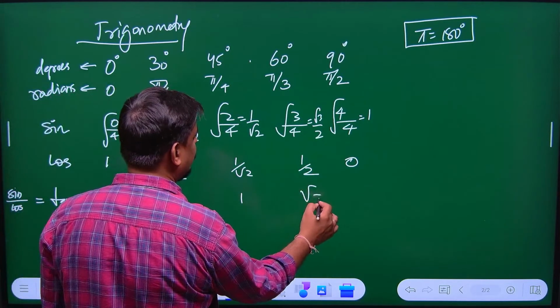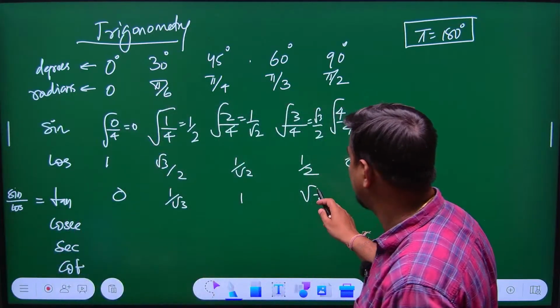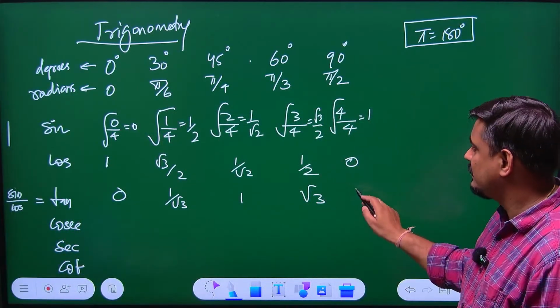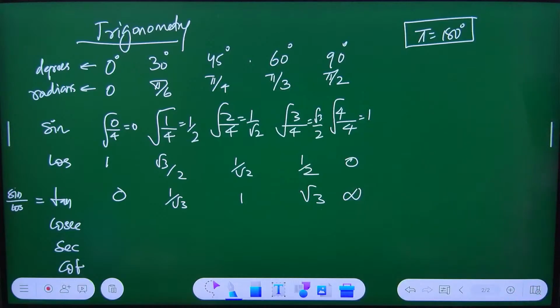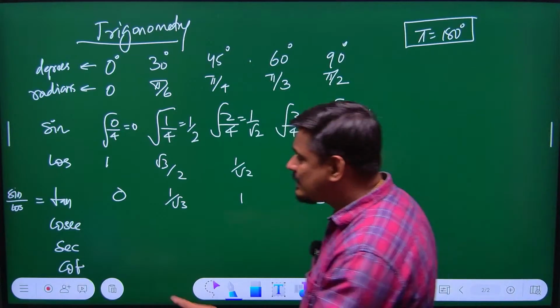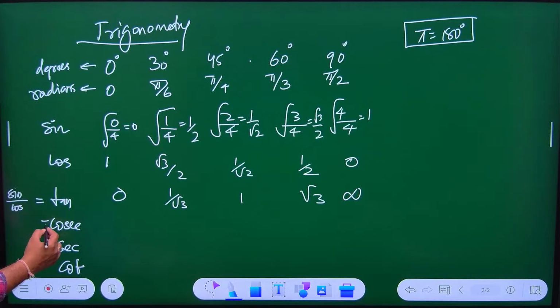Yeah, it will become root 3. Why is it 1 by root 3? Yes, root 3. And this is infinite, undefined, isn't it? And cosec is what? 1 by sine, isn't it? What is sec? 1 by cos. And what is cot? 1 by tan.